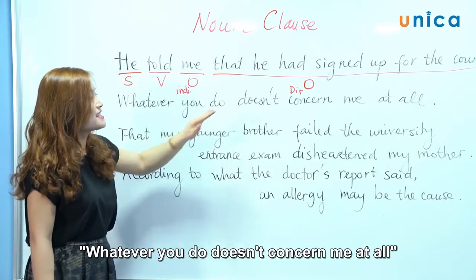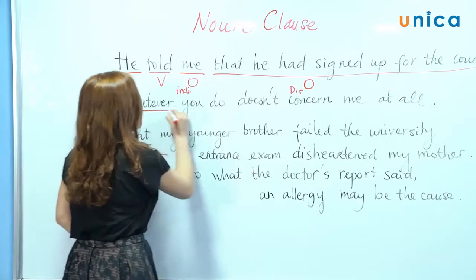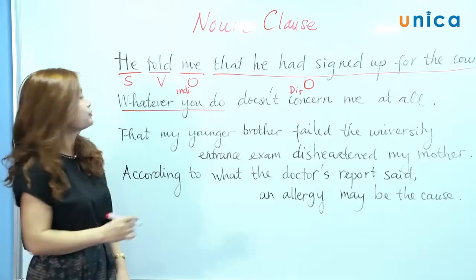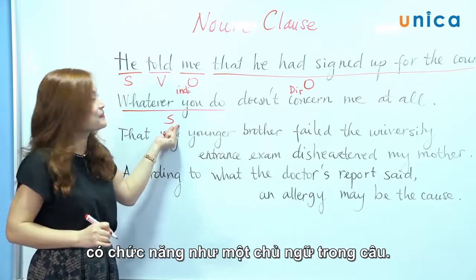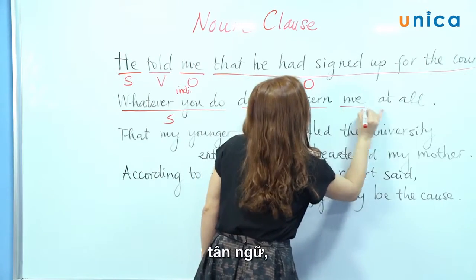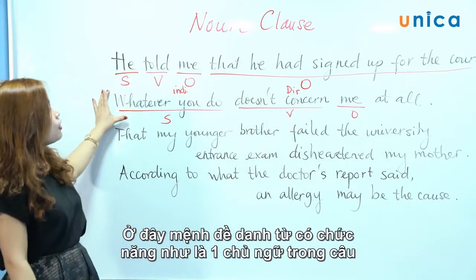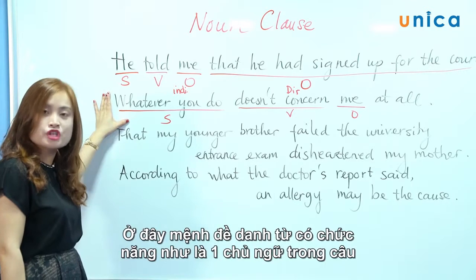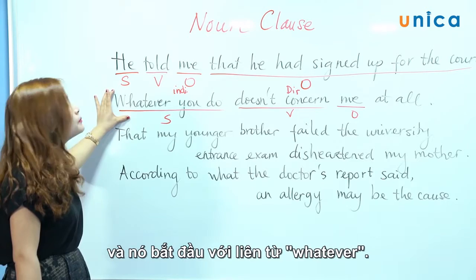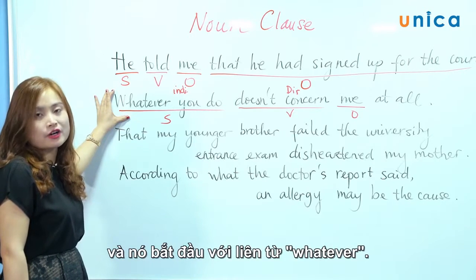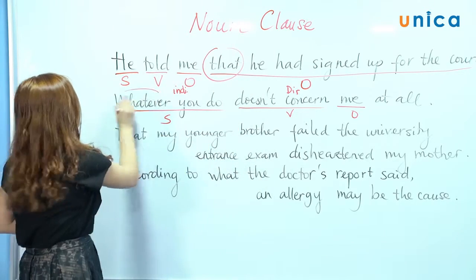The second sentence. Whatever you do doesn't concern me at all. So where is my noun clause? Of course, whatever you do functions as the subject of the sentence. And this is my main verb, and the object. So here, the noun clause functions as the subject of the sentence, and it starts with the conjunction whatever. And the previous one starts with the conjunction that.